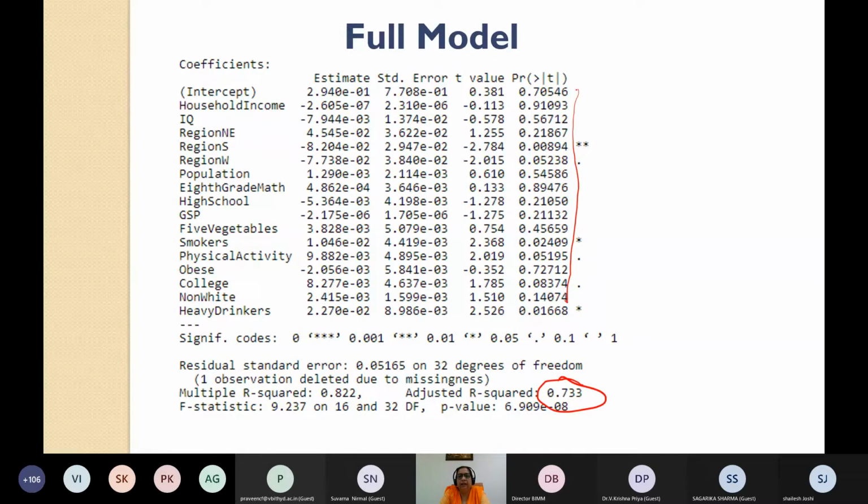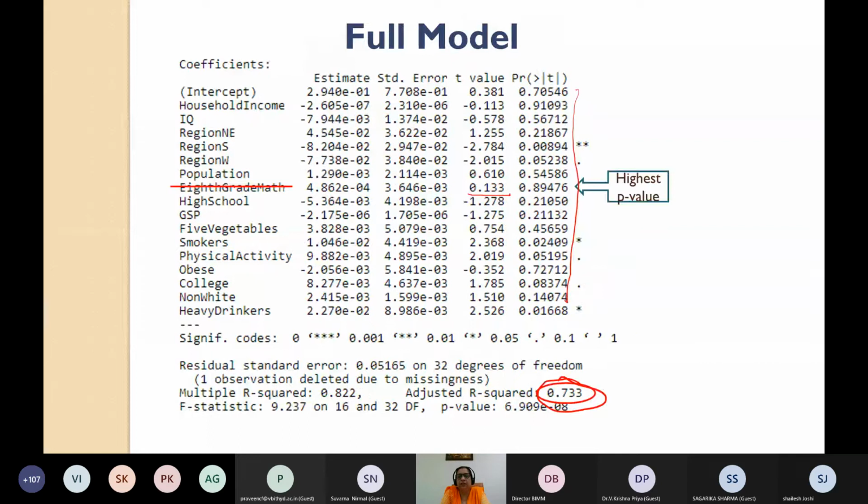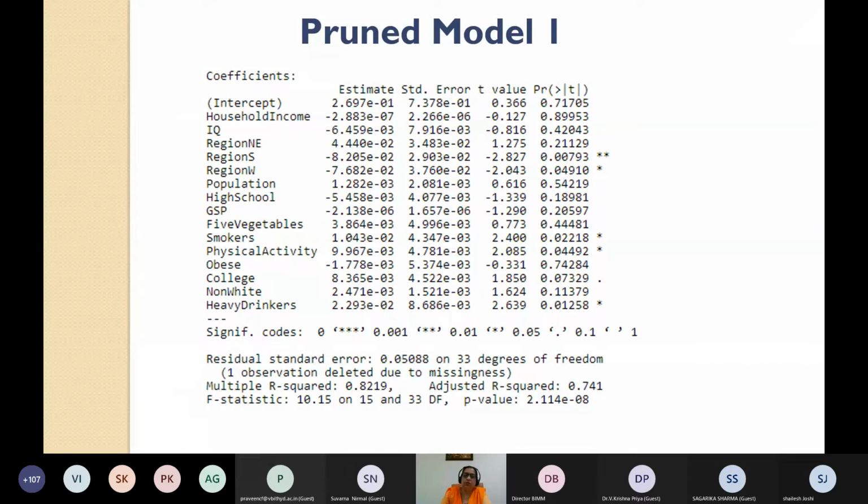So you see the minimum value of this is the adjusted R square value. The highest P value is this one, 8th grade maths, and you try to remove it, or this is giving you the lowest T value. So you try to remove it from the equation. Let's see what impact it brings in the equation. Here you can see when you remove this, the impact is your adjusted R square value has increased.